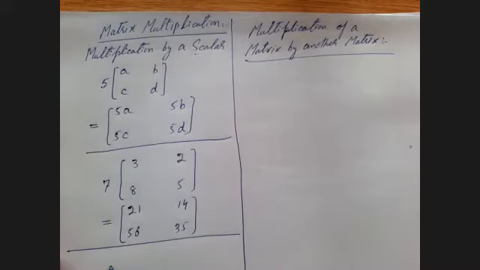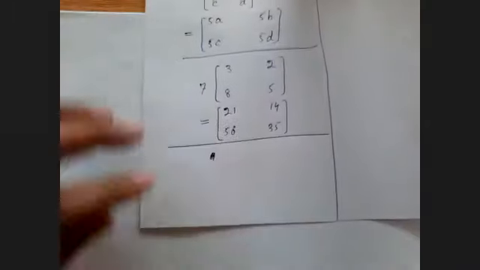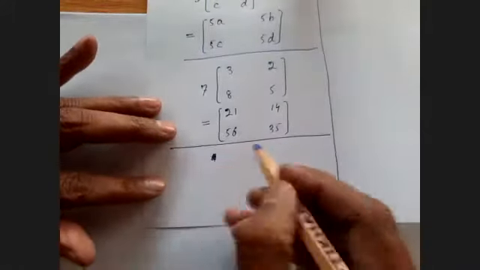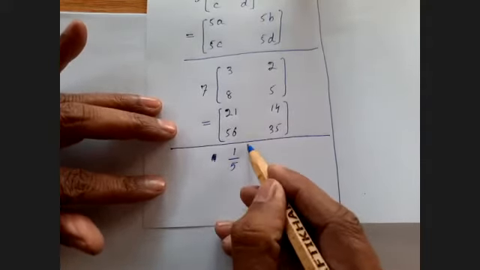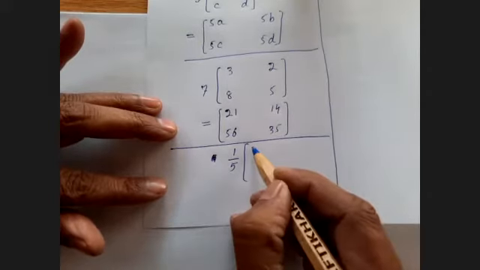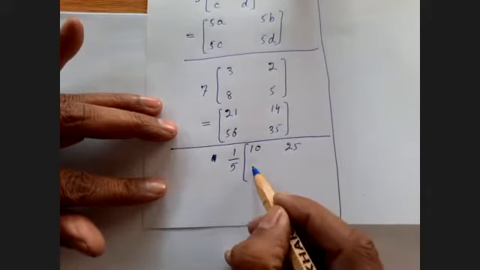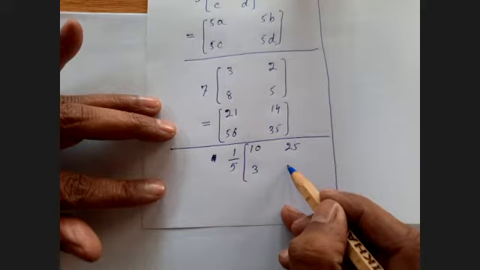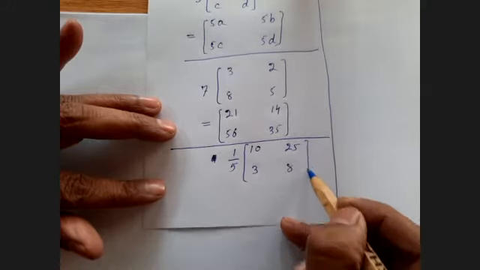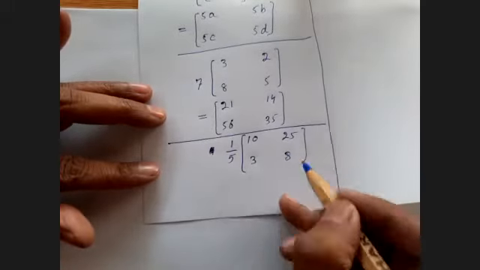If I have, say, 1 or sorry, here you let me focus this page. Suppose I have 1 over 5 and I have 10, 25, 3, and 8. Suppose these are the only examples which I am going to give you. Okay. So how am I going to multiply this?